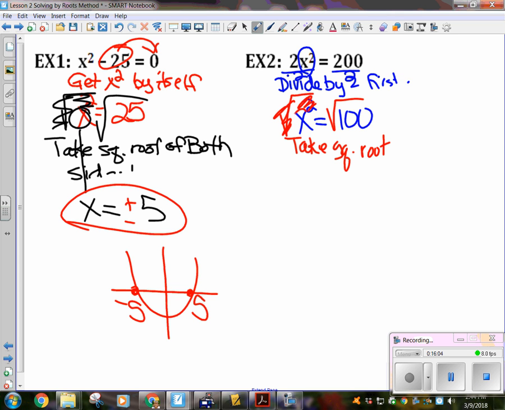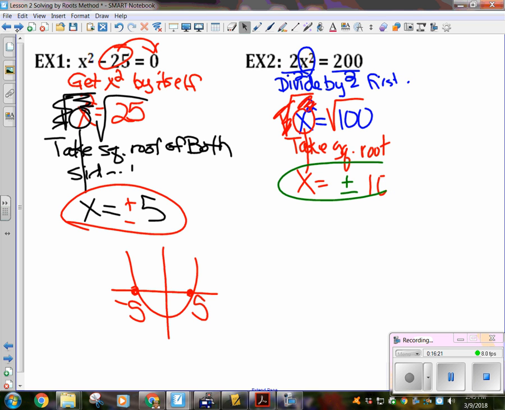The square root and the square cancel, so I just get what? X out. What's the square root of 100? 10. Don't forget what? Plus or minus. 2 possible answers. There should be 10, not 100.